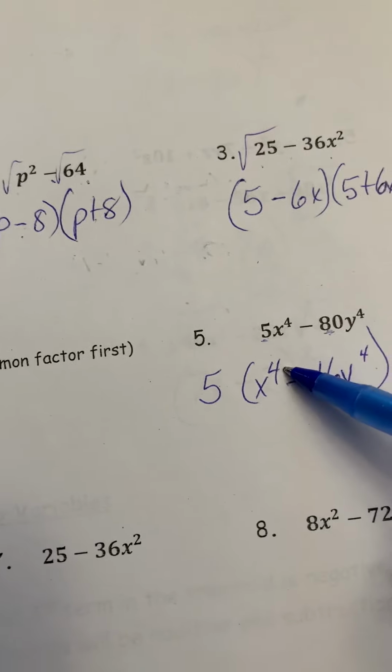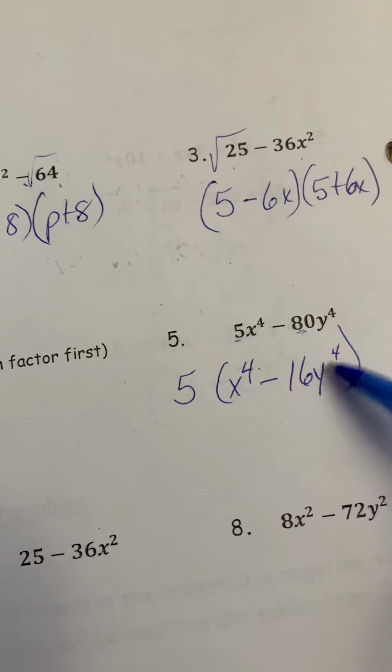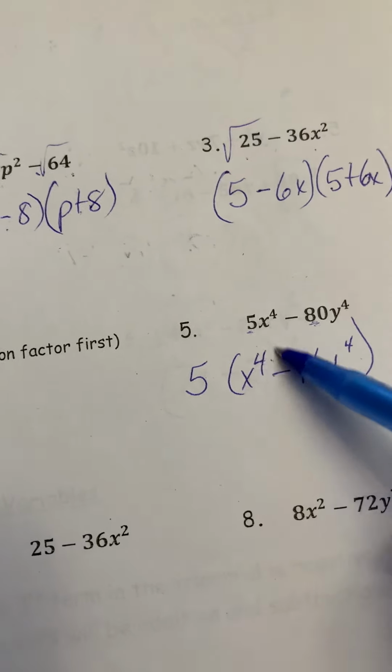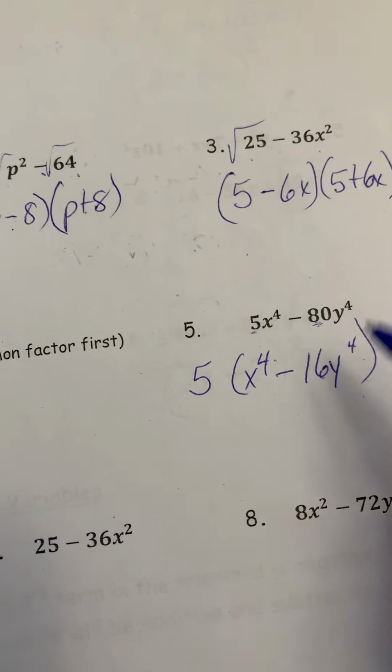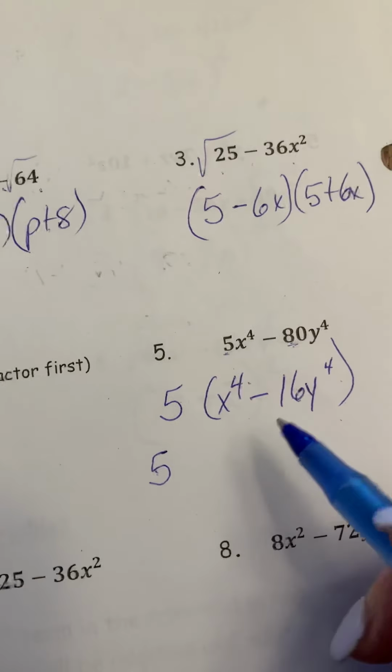And this is something new as well. Okay, we're used to working with x squareds and y squareds. Well, x to the power of 4, as long as this is even, we can find the square root of that. So we're going to write down our greatest common factor.